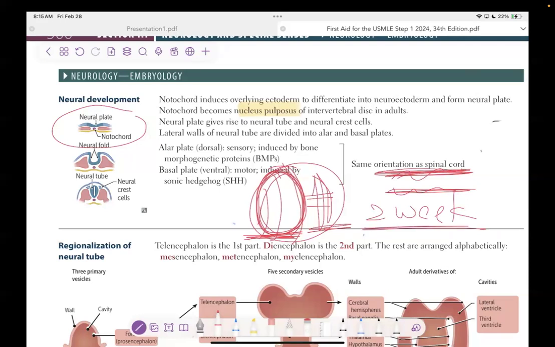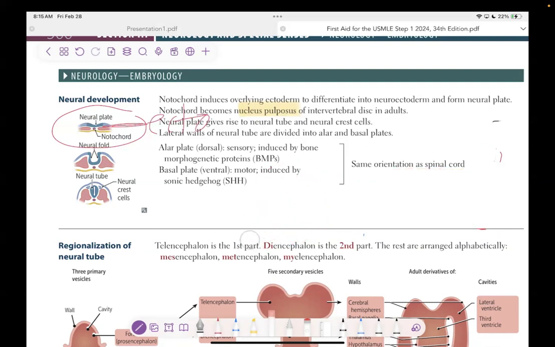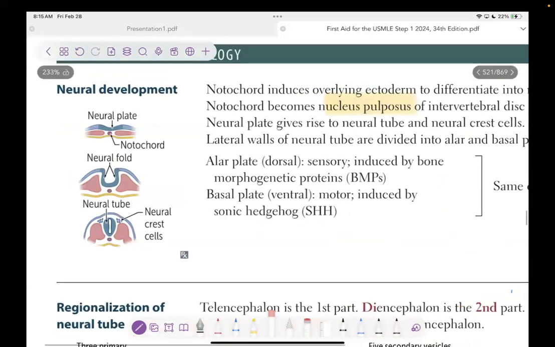Then whenever the third week arrives, the germ disk is divided into three layers. This was two layers, and now it is three layers. The first layer, the upper layer, which was epiblast, changes to ectoderm. Ectoderm is this one, right? I hope everyone can see what I'm writing. Let me zoom in on the screen, because some people said they cannot see it properly.